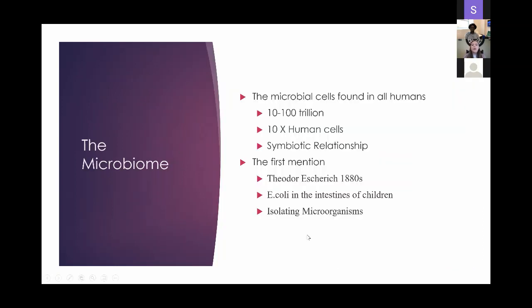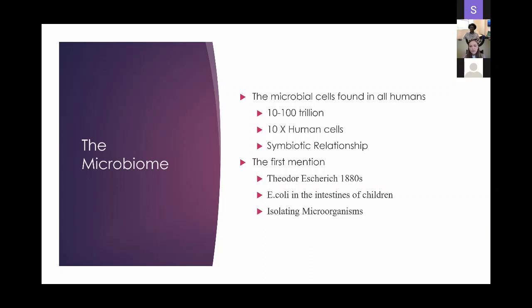So the microbiome is the microbial cells found in all humans. There are between 10 and 100 trillion microbial cells in the human body, which is roughly 10 times the amount of human cells in the human body. These microbes live in a symbiotic relationship with their host, helping to make normal functions of the body work, like digestion and regulatory functions.